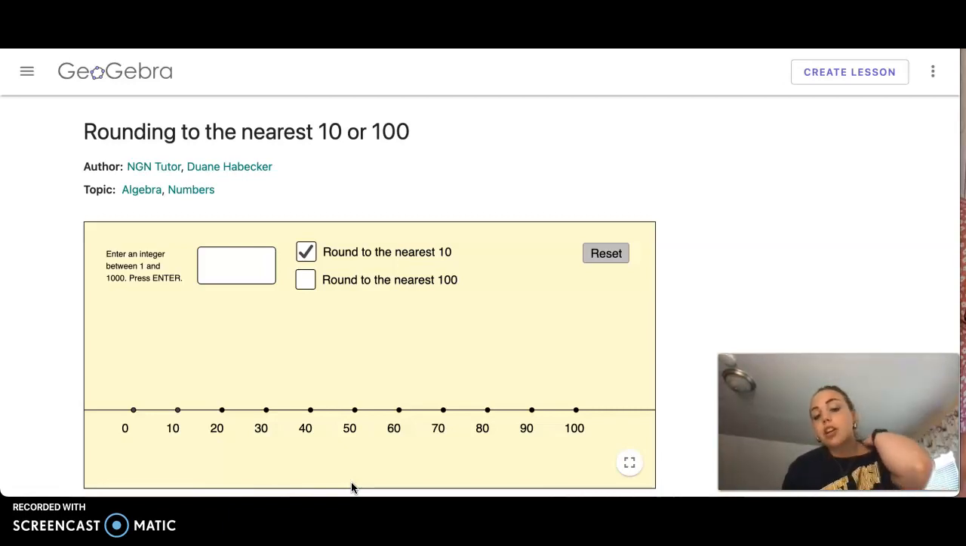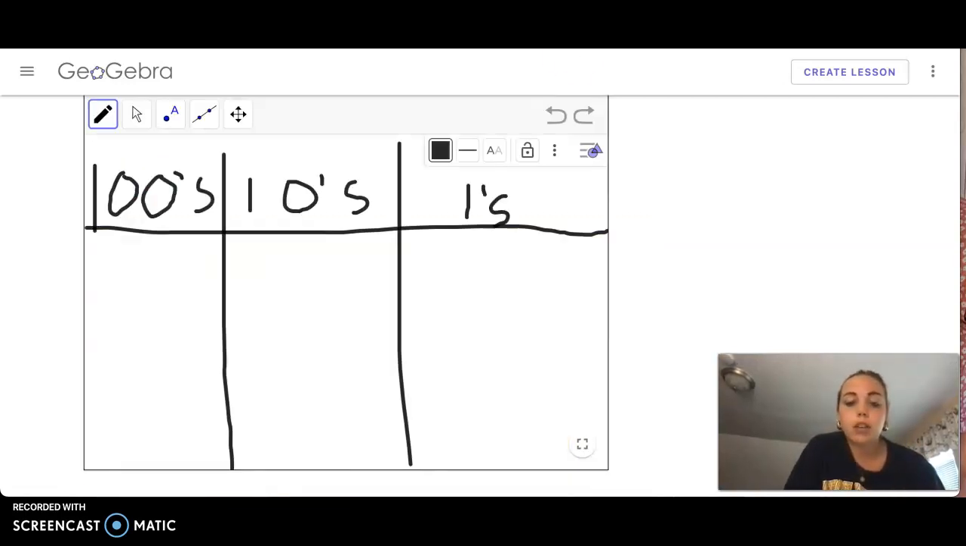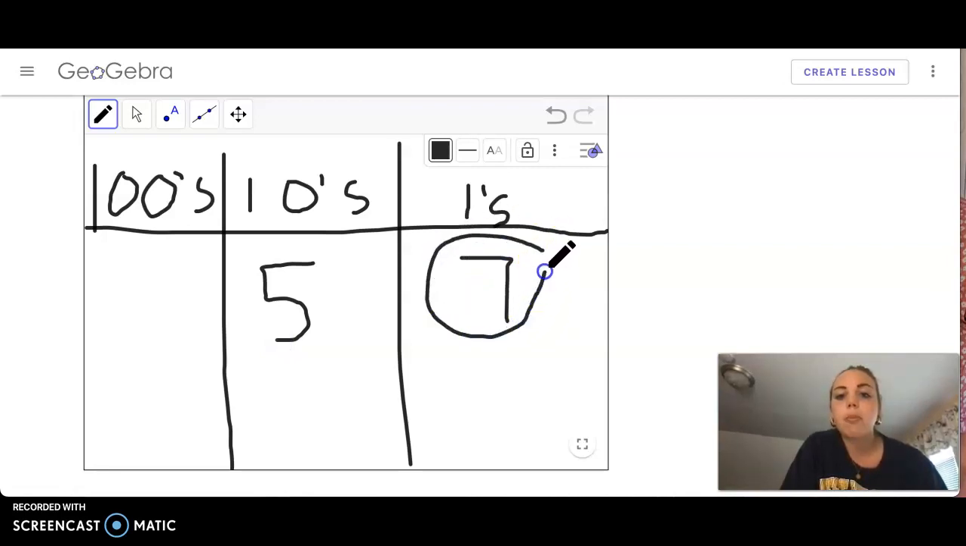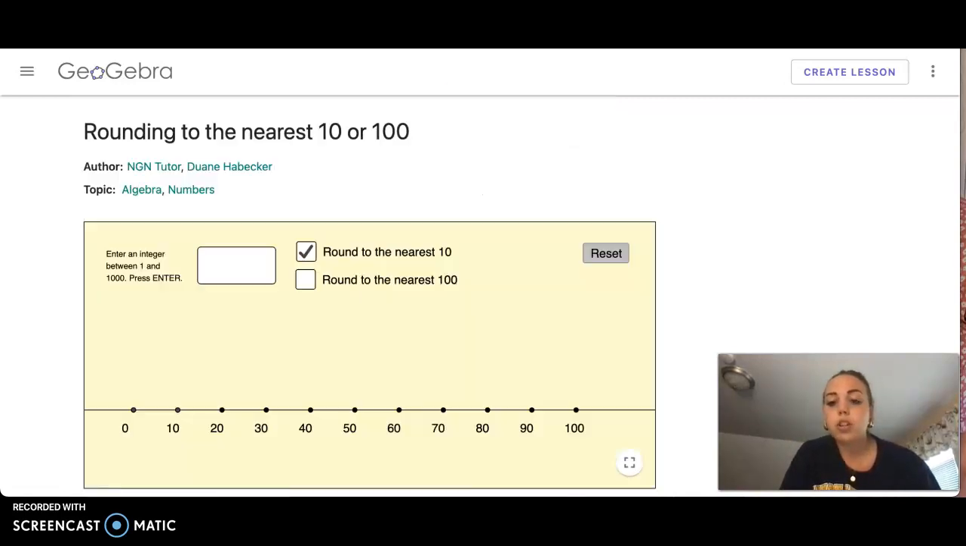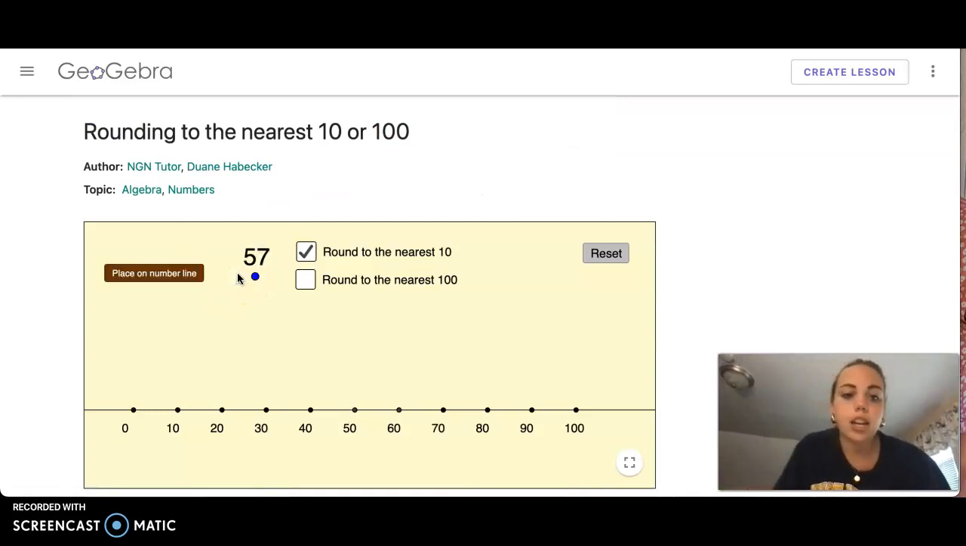So when rounding to the nearest 10, let's do an example really quick. We're going to look at the number 57. We're going to put 5 in the tens place and 7 in the ones place, and we're going to look at this number right here. Now remember the rule of thumb I just told you. 5 or above, give it a shove. 4 or below, let it go. In this case, 7 is bigger than 5. So what are we going to do? We're going to round it, and we're going to type it in right here.